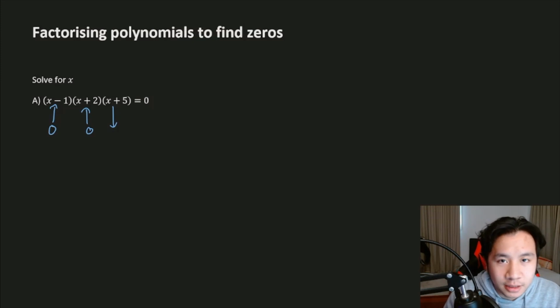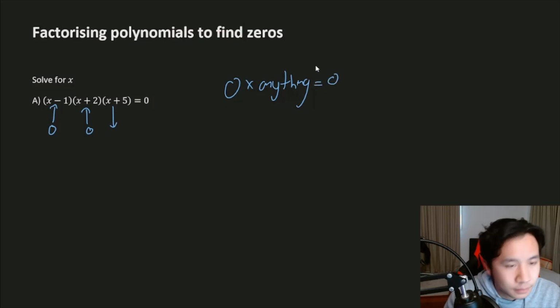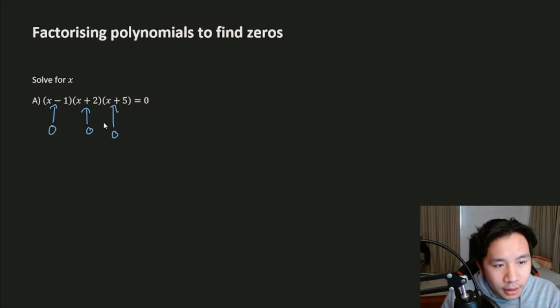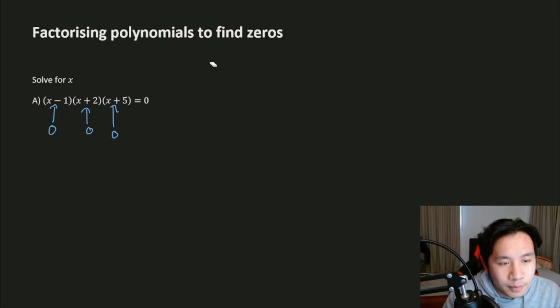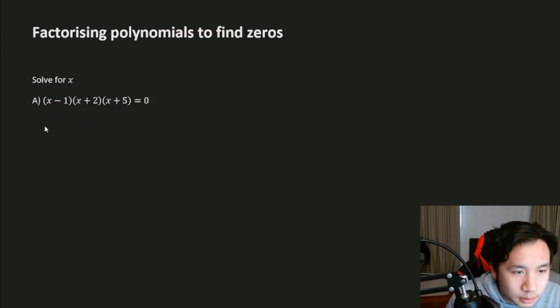Because 0 times anything is just 0. And so if one of these is 0, then I've solved the solution. Maybe this will make more sense once I solve it. As I mentioned before, one of these has to be equal to 0. So the equations I'm solving are this.